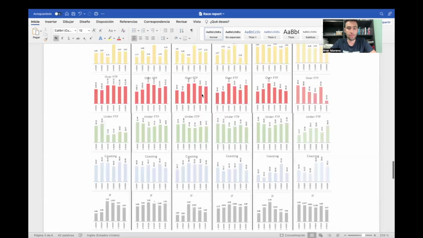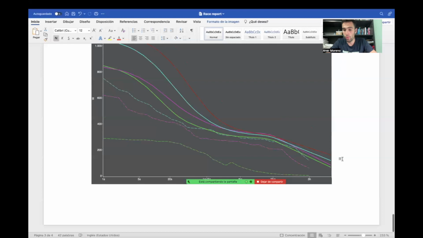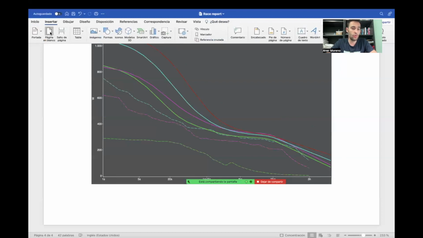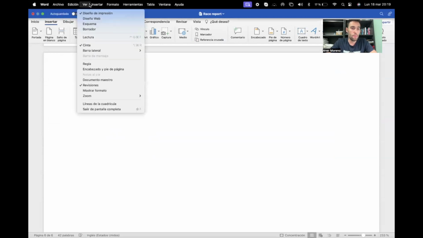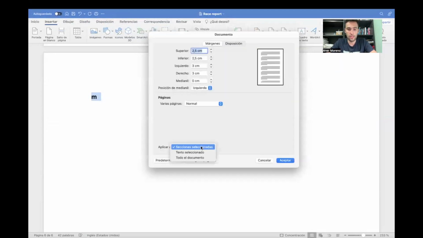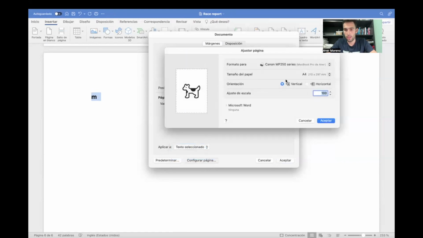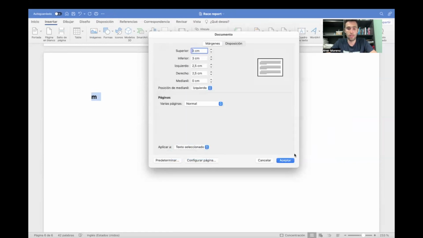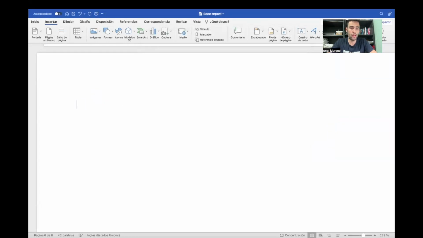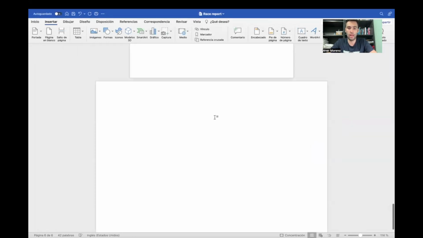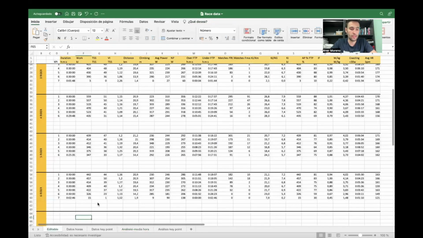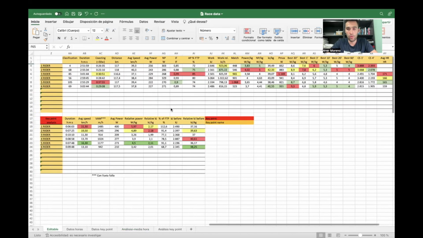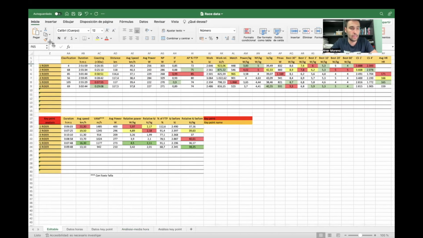Also, with the Excel we were analyzing, we are going to make another page. I'm going to write here something to configure it horizontally. Okay, this way we are going to have this page like this to make the copy and paste of this data, which is also, I think, interesting for the analysis of the race.